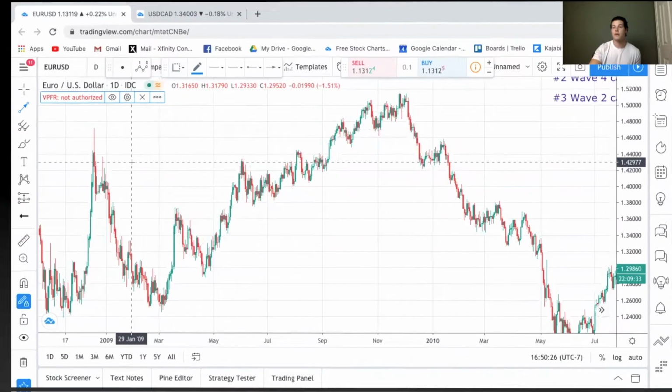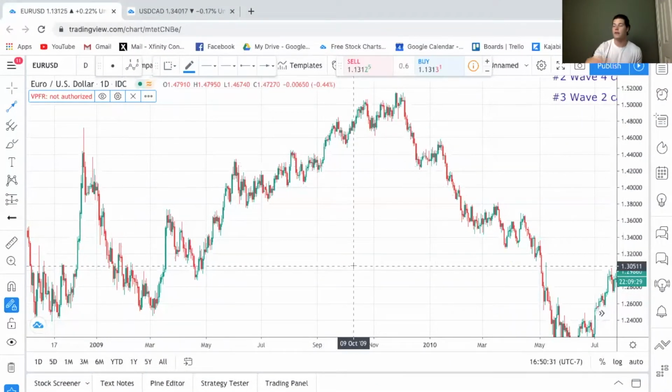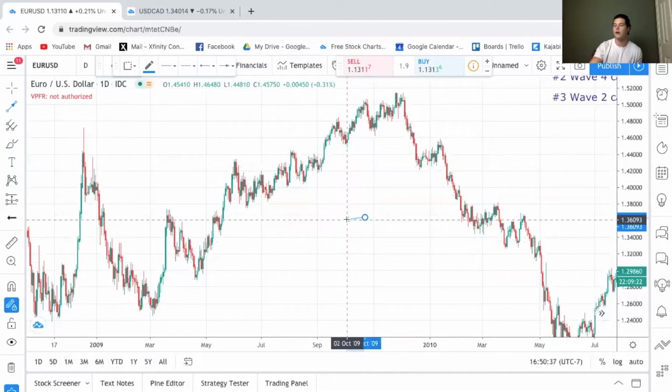So let's hop over to a chart so I can show you how this works. Now here we are, guys, on EURUSD. Now the Elliott Wave Principle responds very well to indices such as the S&P 500, but I figured that might be a little bit too easy, so I pulled up a currency pair that works well too.